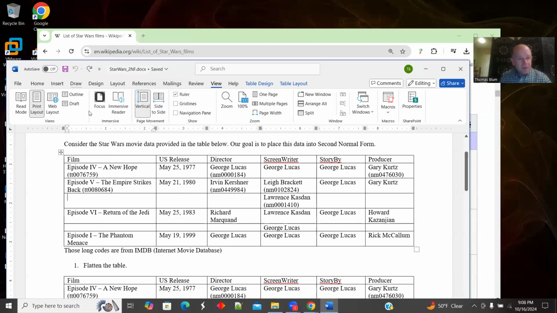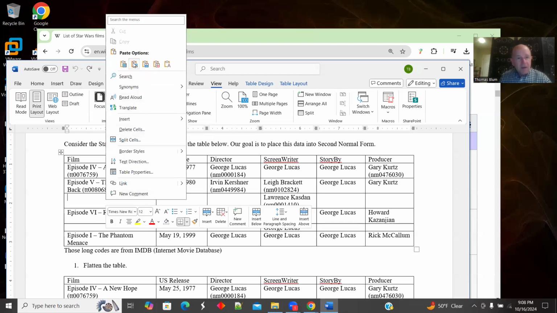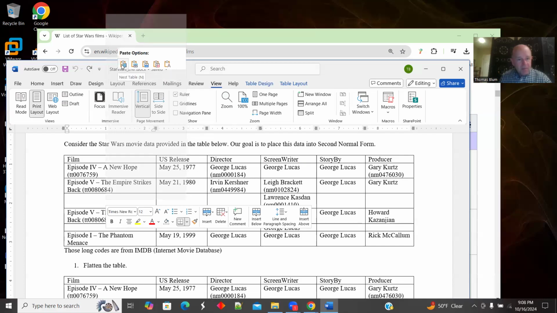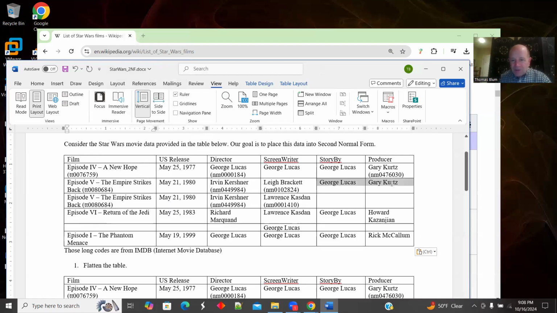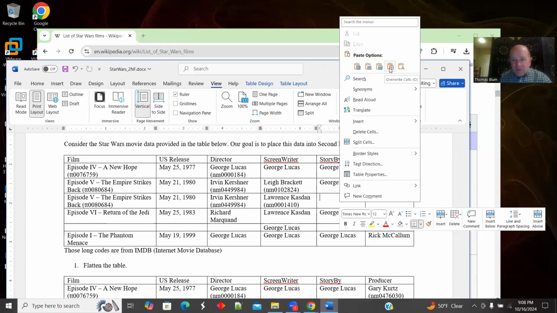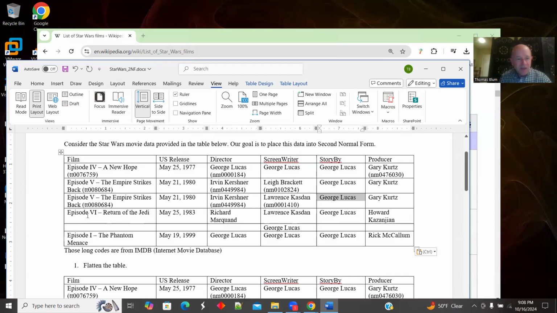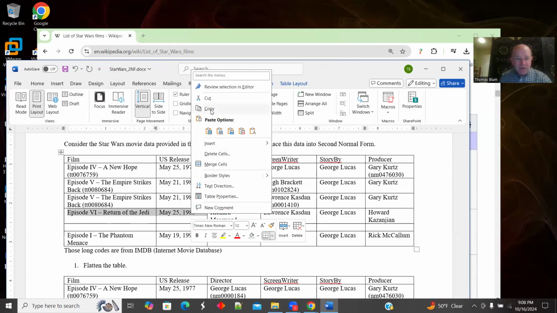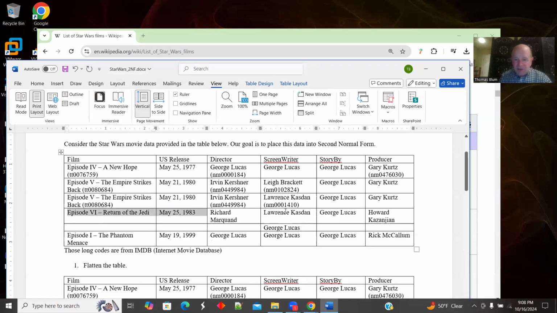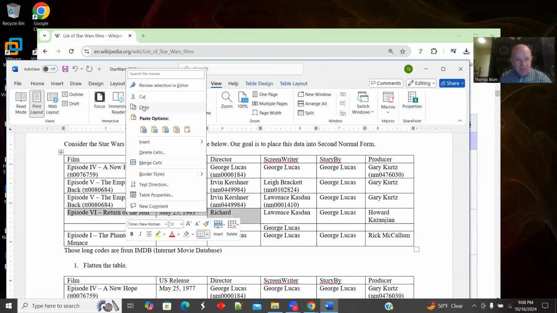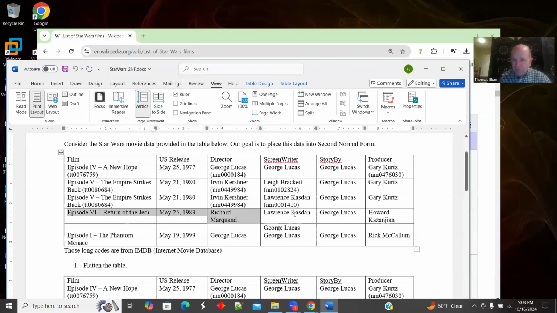No, I screwed that up. There's the one I want. There are too many versions of pasting in Word. I think it's this one I want. Okay, so we're taking the repeated information and flattening the file. So I take the stuff that's common. I had this multi-valued screenwriter, and then I take the information that is for Lawrence and for George, and I repeat it.